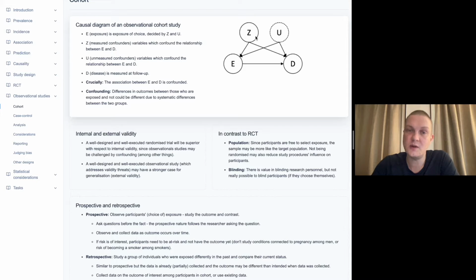Z is a set of confounders that we have measured, which are related to the exposure, which cause the exposure, and also cause the disease or outcome. U are also confounders, but they're unmeasured in this case, and they also affect the choice of exposure and the outcome. This is measured at follow-up, and crucially, the association between E and D, which we might find, is confounded by these two, or there could be multiple. And so differences in outcome between different exposure groups can't really be called causal because we have confounding and we need to close the backdoor paths.